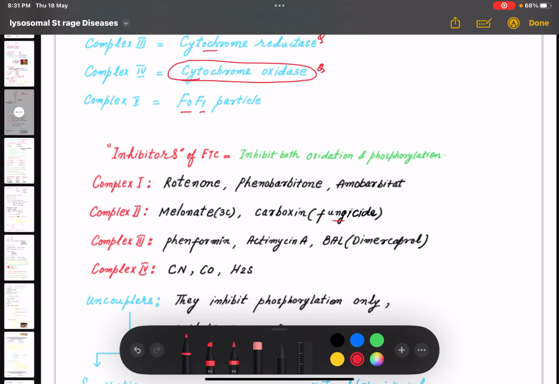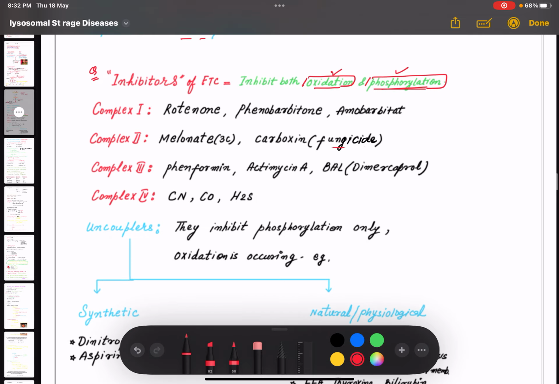Now comes our very important topic of the electron transport chain, that is inhibitors of the electron transport chain. Those inhibitors are going to inhibit both oxidation and phosphorylation. Any inhibitor which is inhibiting complex 1, 2, 3 and 4 is going to inhibit both oxidation and phosphorylation. Okay, you have to remember this. If any inhibitor inhibits only complex 5, it is going to inhibit only phosphorylation, not oxidation. If any inhibitor inhibits oxidation, it will inhibit both oxidation as well as phosphorylation. Don't confuse, guys. You will understand everything in these inhibitors.